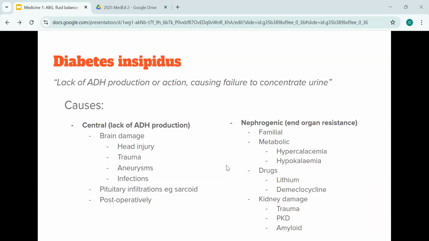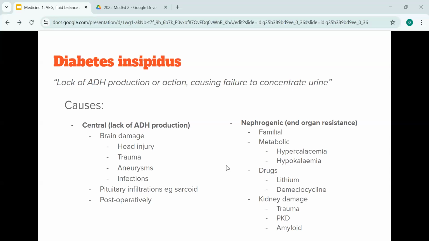So just a note on diabetes insipidus. This is caused a bit like SIADH, but the opposite end of the spectrum. So this is due to a lack of ADH production or action, so you're unable to concentrate the urine. There can be central and nephrogenic causes.